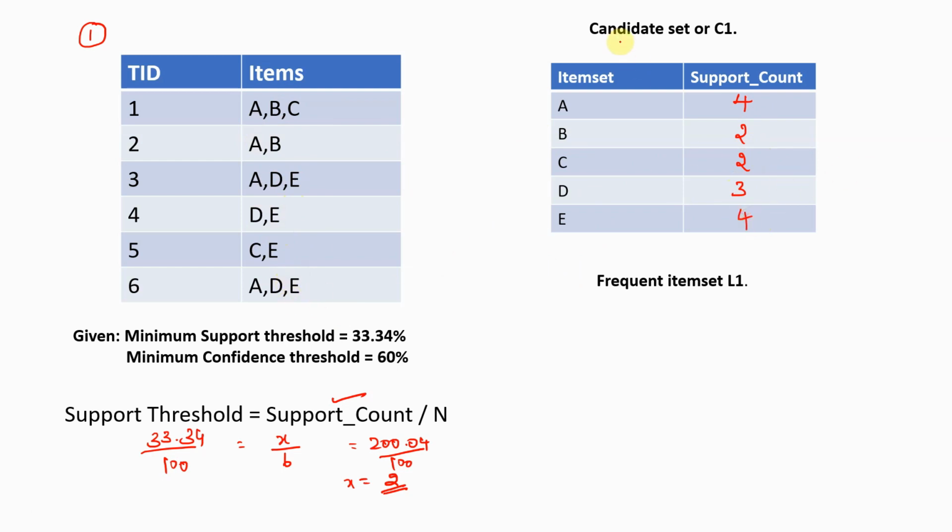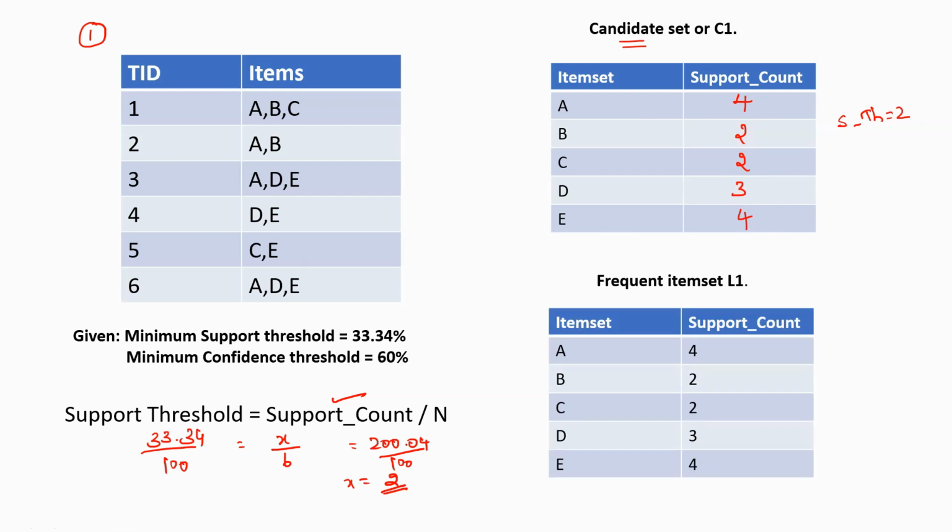So this is my initial candidate set with single items purchased among the transactions. Now I need to apply my support threshold. The support count threshold we have calculated is 2, so we need to prune item sets with a support count less than 2. Here all the counts are equal to or above 2, so we are not going to prune any of this data. We keep this as the frequent item set. So we have completed the first iteration.